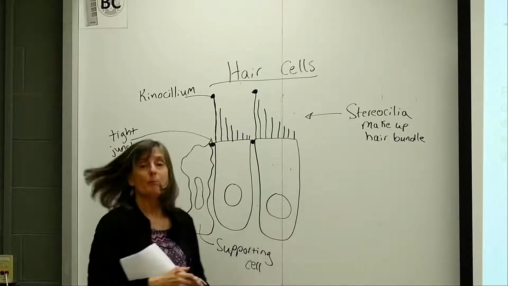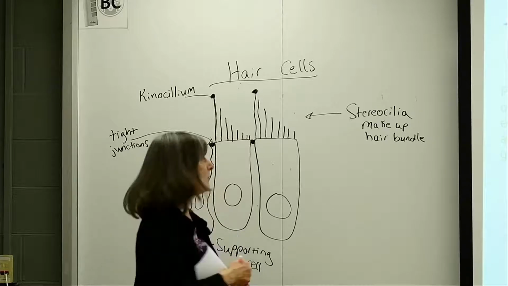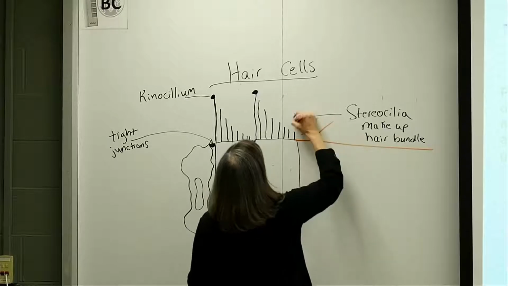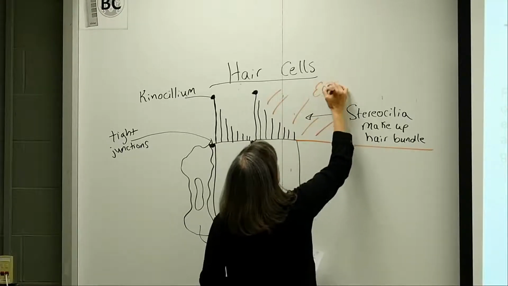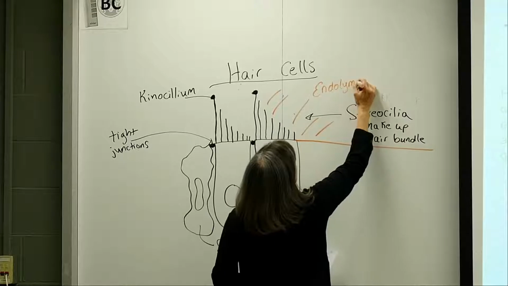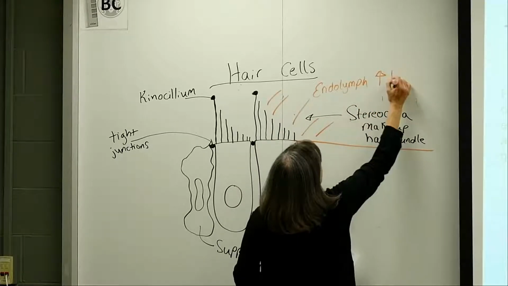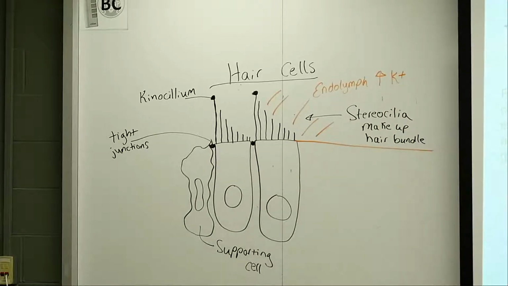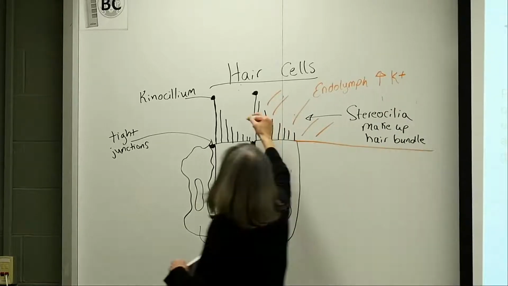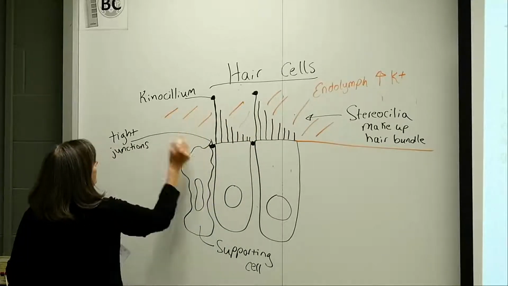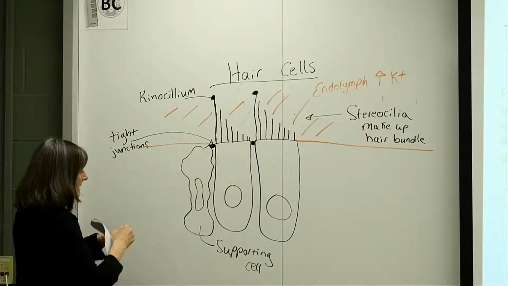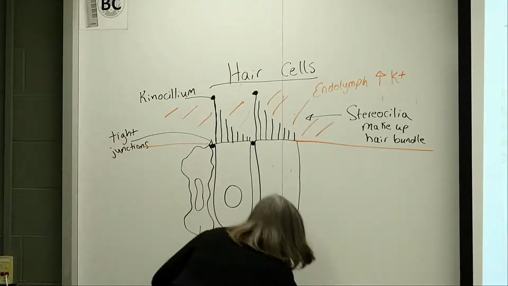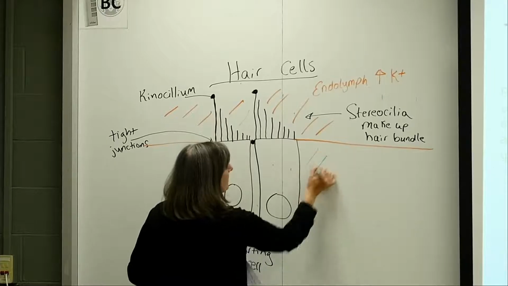So it turns out that bathing the stereocilia, or the hair bundle of these hair cells, is that endolymph that we talked about. And remember, that's high in potassium. Okay, so that's our endolymph, high in potassium. And so that's going to be all around our hair bundle here. And then the basolateral part of the cell, so that just means the sides and the base, is going to be bathed by perilymph.